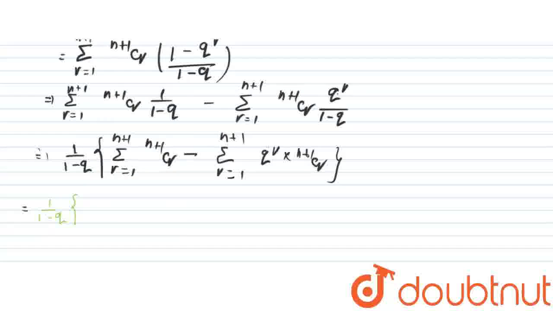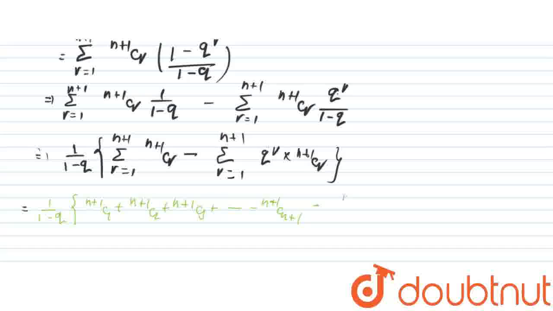Okay, so if I apply this summation on this part, it will become n plus 1 c1 plus n plus 1 c2 plus n plus 1 c3, going up to n plus 1 c n plus 1. Okay, minus sign. Now I can apply this also.